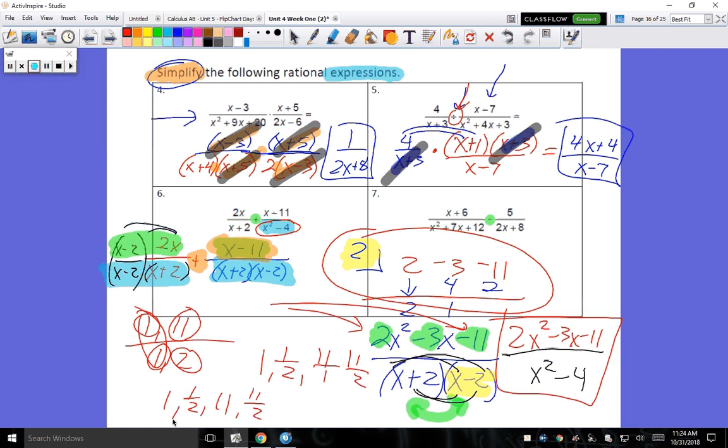None of those are a negative 2 or a positive 2. And that's even faster. Nicely done, man. Even faster to see, will it be factorable? Okay? Alright, let's go to number 7.